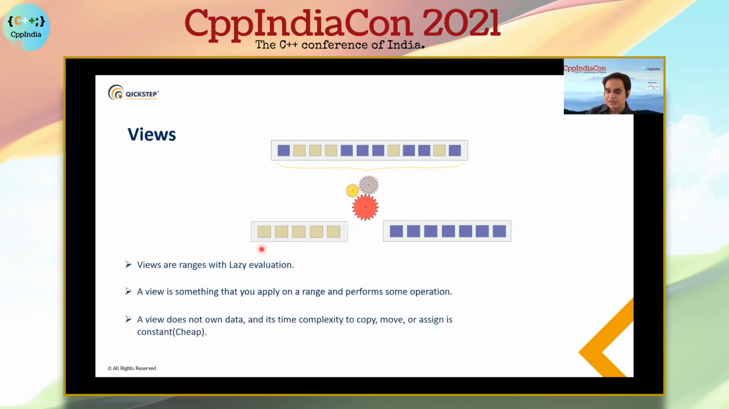The major and most important thing here is that when you apply some operation and create a view, those views do not own data, and the time complexity for copying, moving, and assigning views is constant. So they are cheap, not expensive. There is no copy involved.